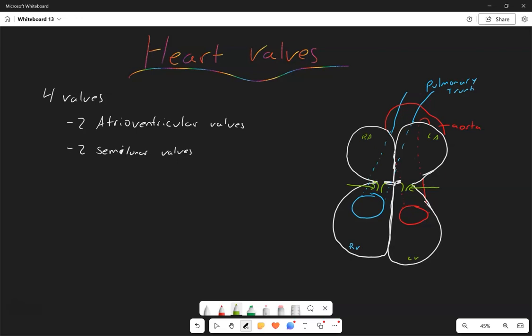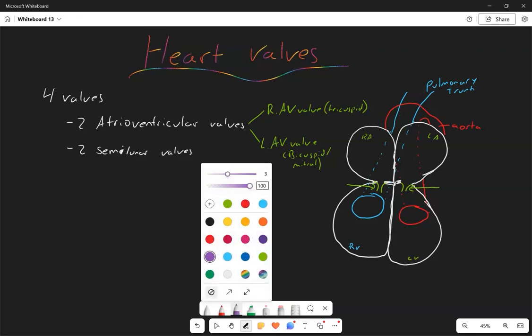So over here, we have a right AV valve, and I'll put in parentheses tricuspid, because some people like to call this the tricuspid valve because it has 3 leaflets on it, if you recall. And then we have our left AV valve. I'll put bicuspid on this one, because some people call it the bicuspid. Or let's even put mitral valve too. Lots of different names, but those separate the atria from the ventricles.